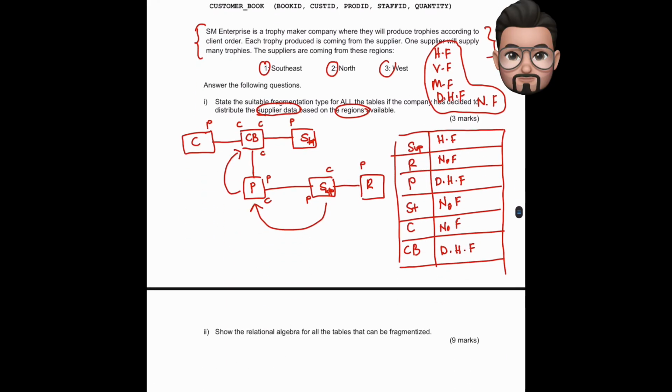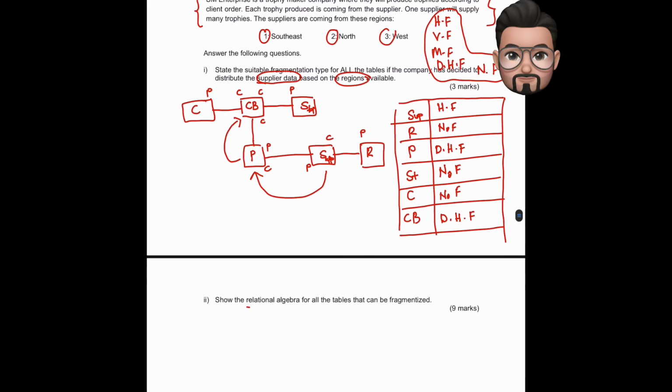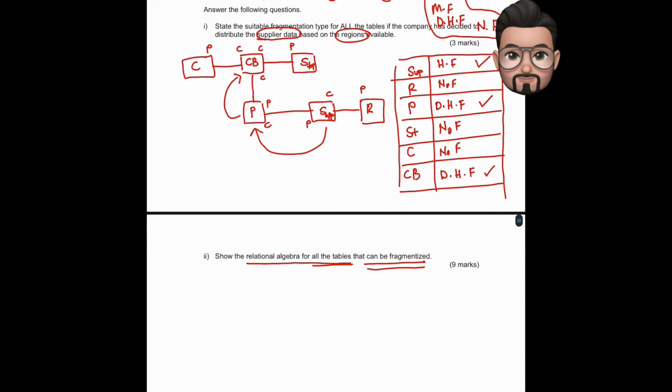Okay, so now they ask you to show the relational algebra for all the tables that can be fragmentized. So which tables can be fragmentized? Supplier, product, followed by customer book. By that, we start with supplier.